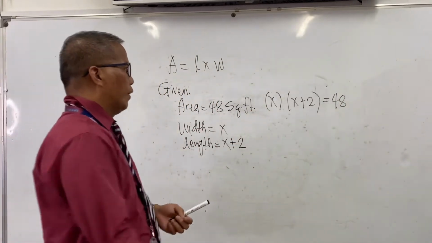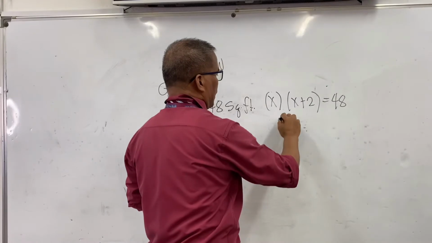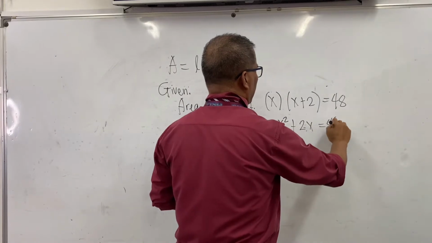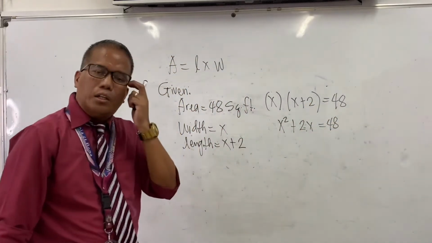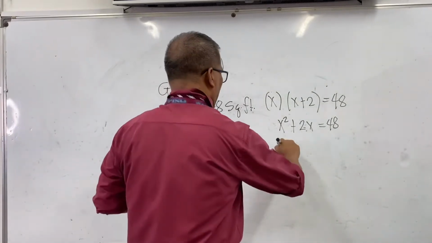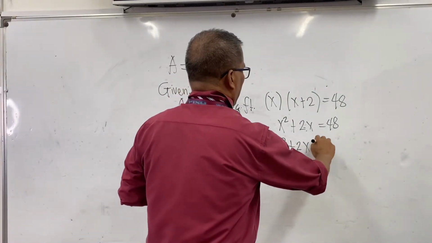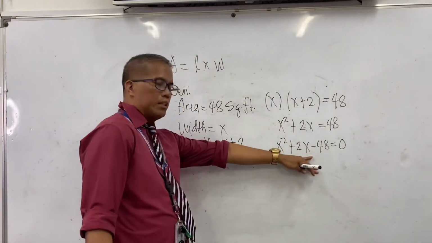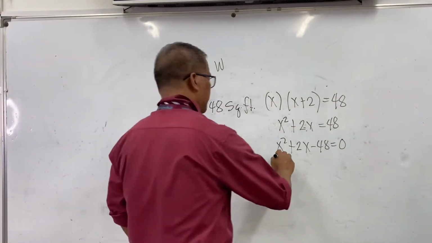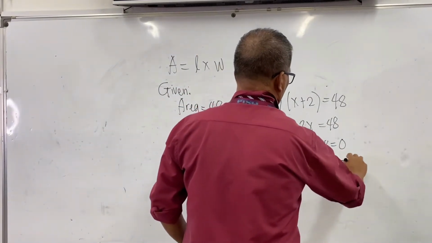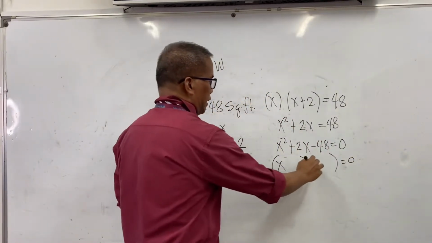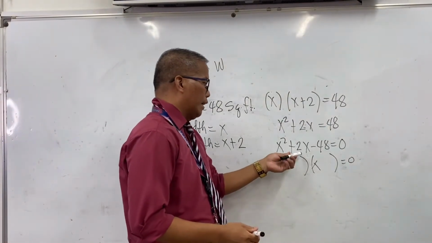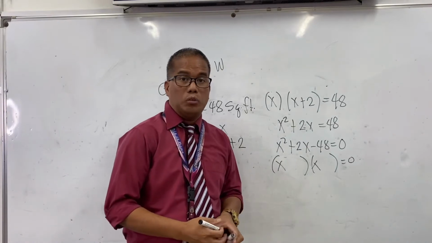Then we are going to distribute: x times x equals x squared, then x times 2 equals 2x, then equals 48. So we can transpose 48. So we have now the quadratic equation: x squared plus 2x minus 48 is equal to 0. Then after that, find the value of x. We can use factoring now. So factors of x squared, we have x, then x. How about factors of 48? Then the middle term is equal to 2.